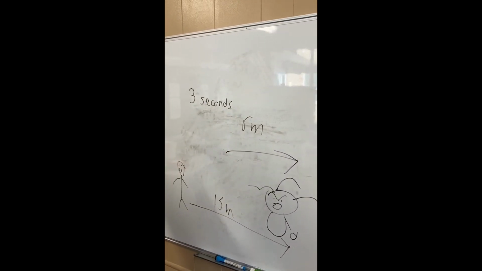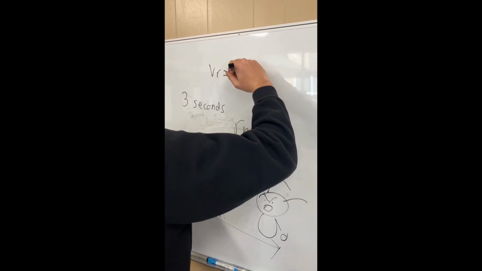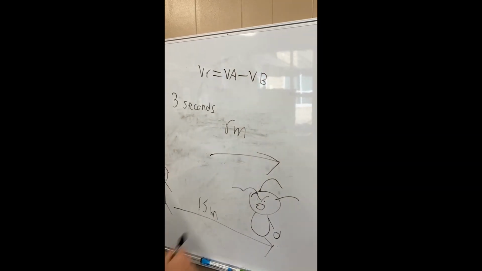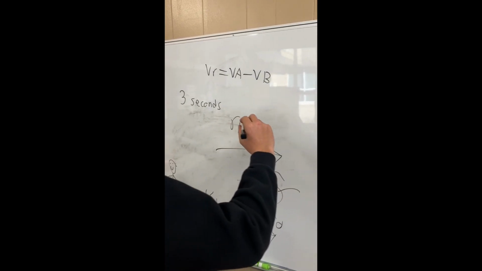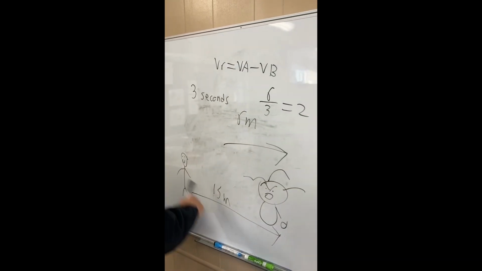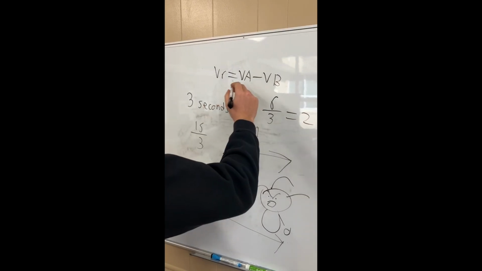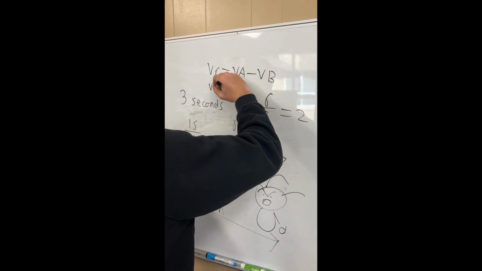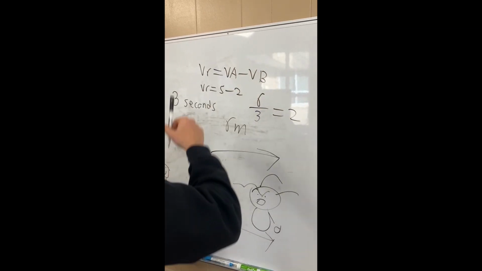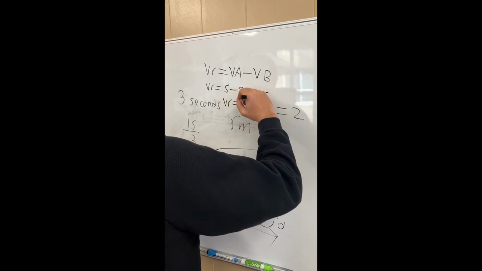So we're going to find their relative velocity. So their relative velocity equals V of A minus V of B. So to find Ronan's velocity, we do 6 meters divided by 3 seconds equals 2. And then to find Dirk's, we do 15 divided by 3. And then Dirk is V of A, so we do V of R equals 5 minus 2. So Dirk's relative velocity compared to Ronan was 3 meters per second.